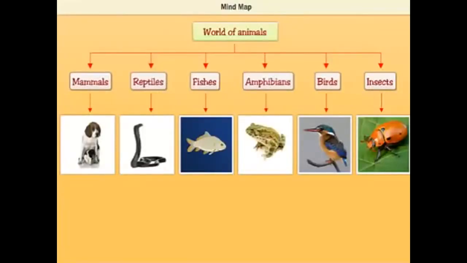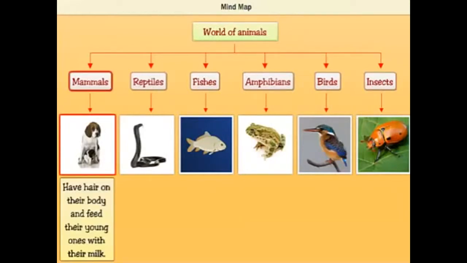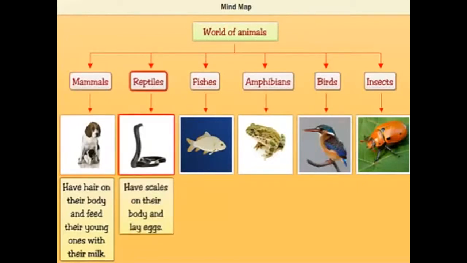Animals are divided into groups based on their similarities. Mammals, reptiles, fishes, amphibians, birds, and insects. Mammals have hair on their body and they feed their young ones with their milk. Reptiles have scales on their body and lay eggs.